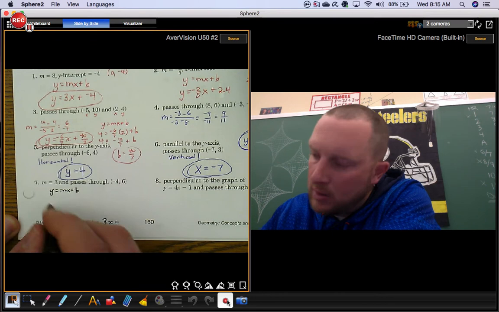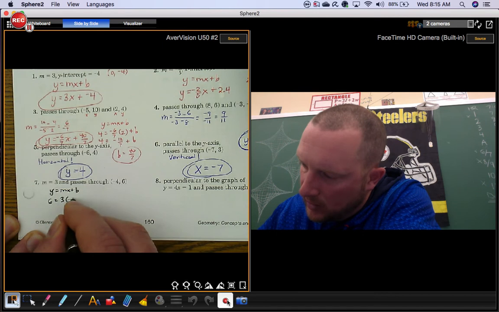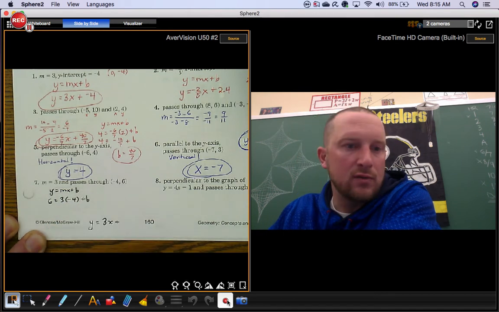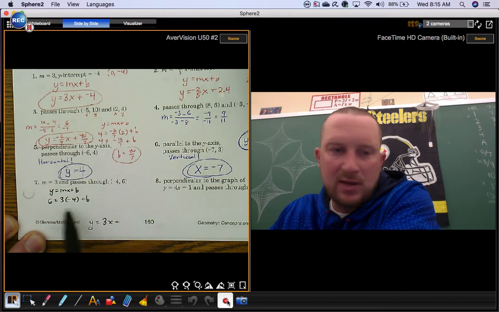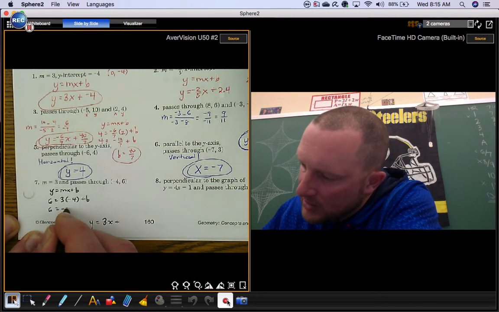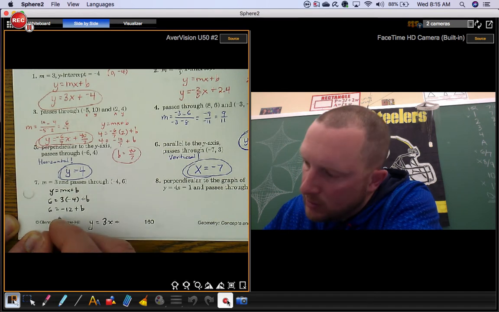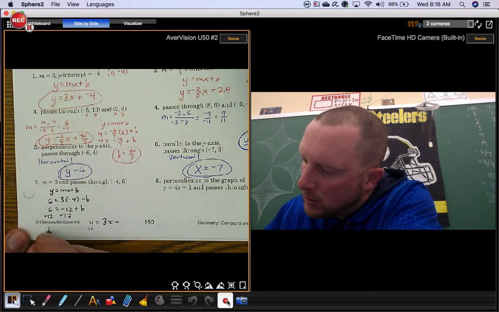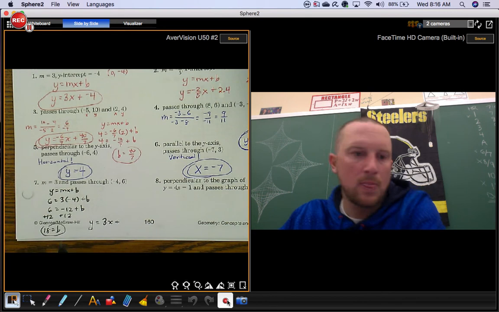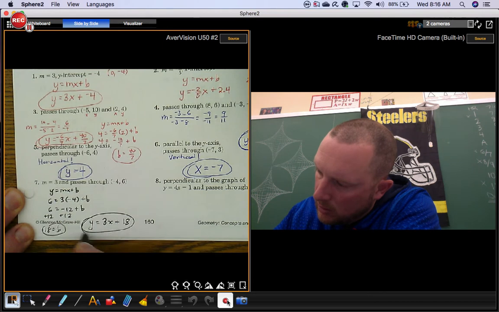Plug the y value in. Plug the m value in. Plug the x value in. Solve for b. More times than not, the problem is going to look like this, more so than these fraction problems. We're going to simplify, and then we're going to get b by itself, so we're going to add 12 to both sides. So our y-intercept is 18. Put that right there. That's your answer.